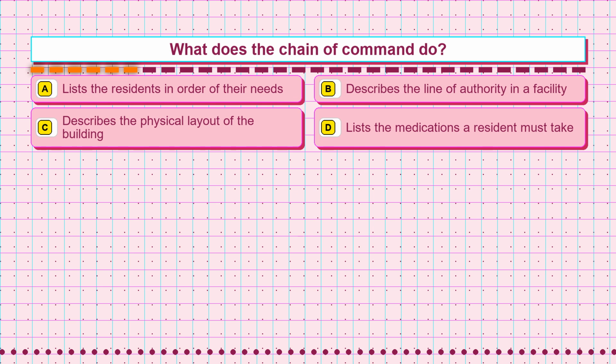Question 24. What does the chain of command do? Option A. Lists the residents in order of their needs. Option B. Describes the line of authority in a facility. Option C. Describes the physical layout of the building. Option D. Lists the medications a resident must take.